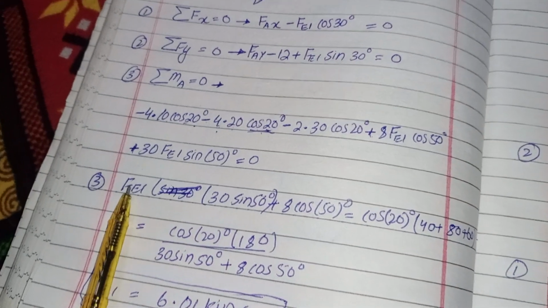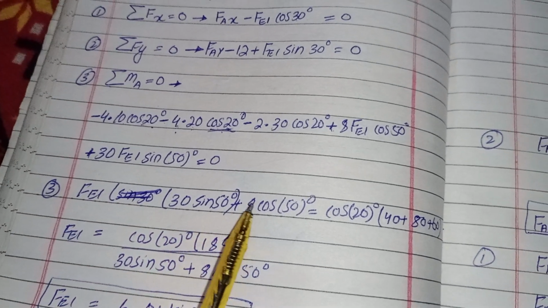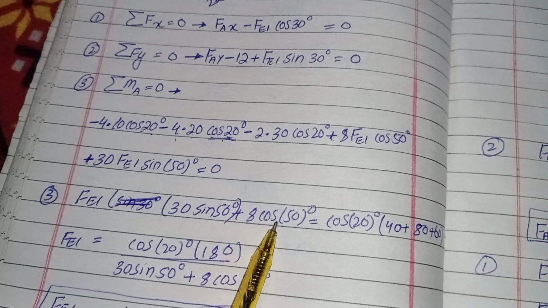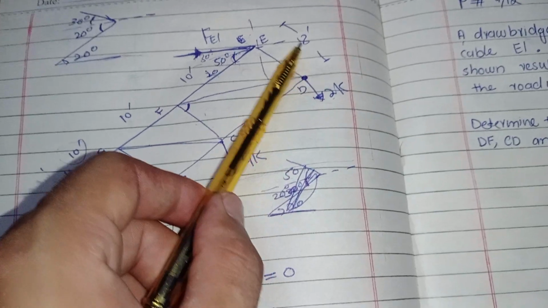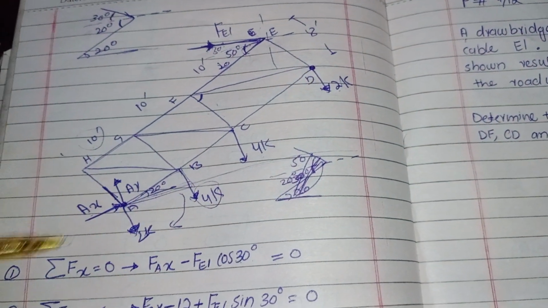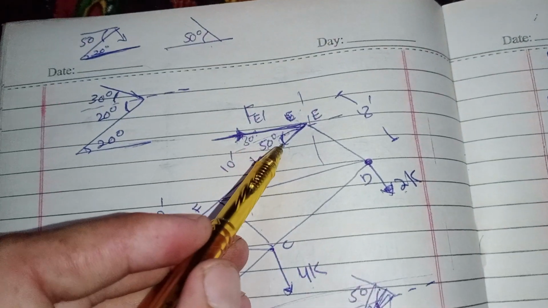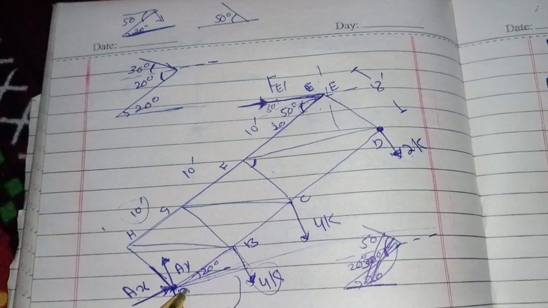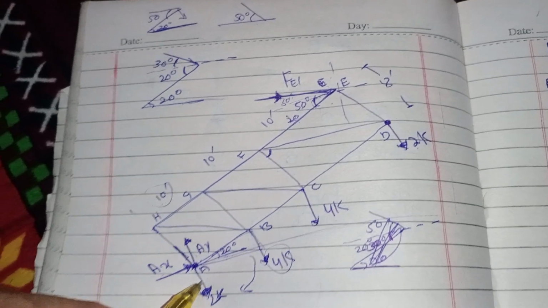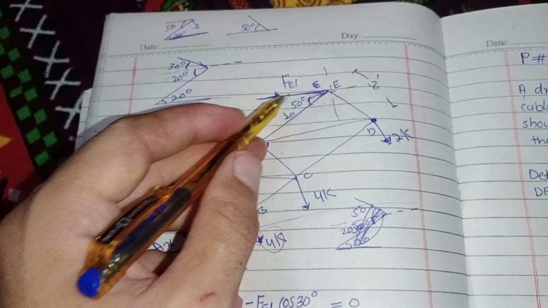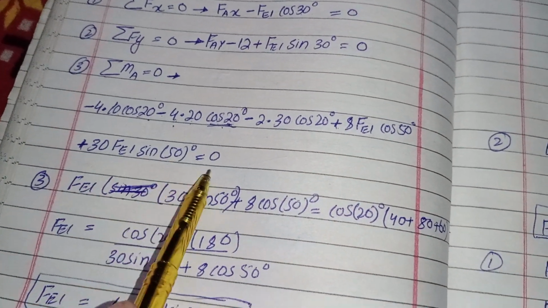Okay, so FEI 30 sine 50 and 8 cos 50. This is the 8 kip force. From here, this force is 8 feet vertically away from point A. So 8 into force, force FEI cos 50, sine 50 degrees.